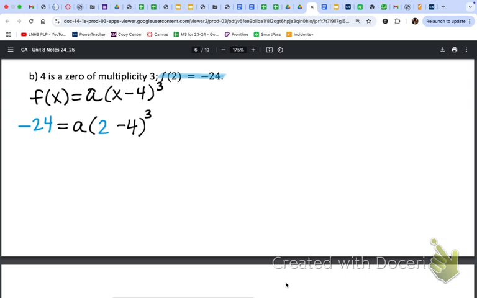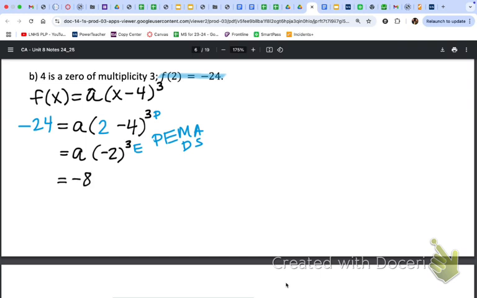PEMDAS says p, parentheses. You simplify inside the parentheses first. So it's negative 2 to the 3rd. So if you need to make a note for yourself, PEMDAS. P comes first, and then exponents, okay? All right, negative 2 to the 3rd is, you could do in your head, negative 2 times negative 2 times negative 2, or you can know that, if I'm doing 2 to the 3rd, it's 8, odd exponents stay negative, it's negative 8, right?